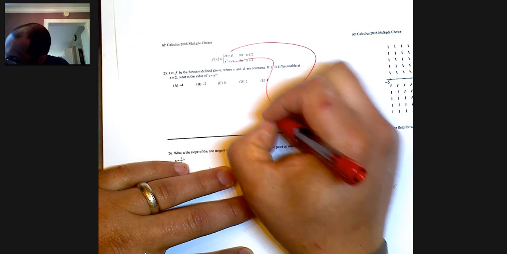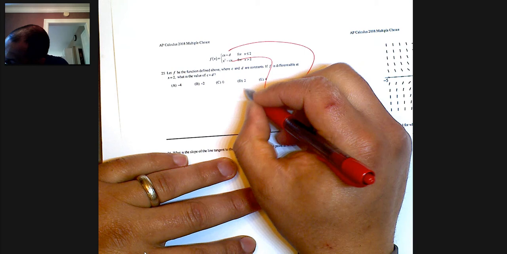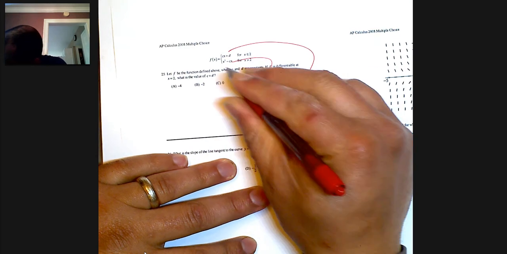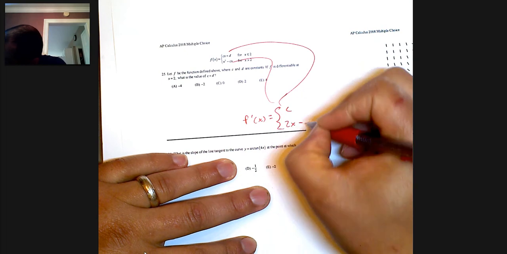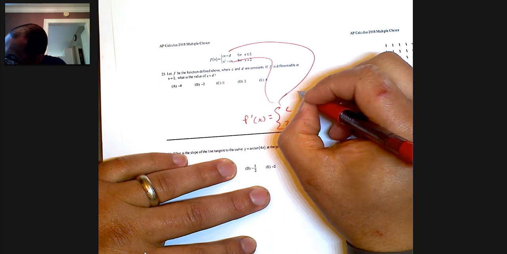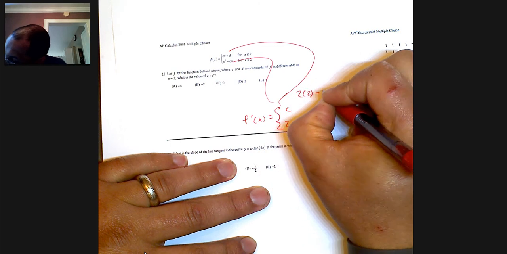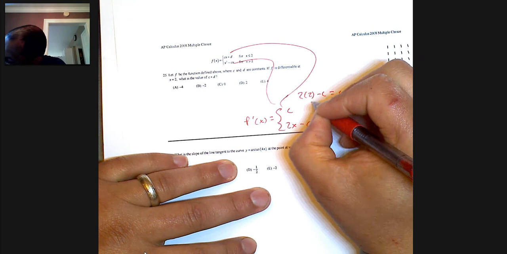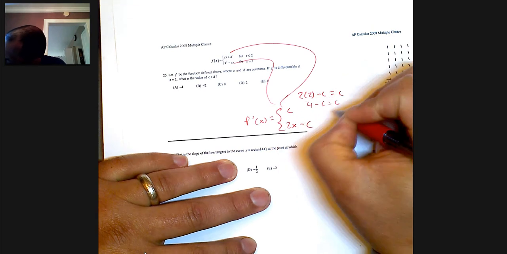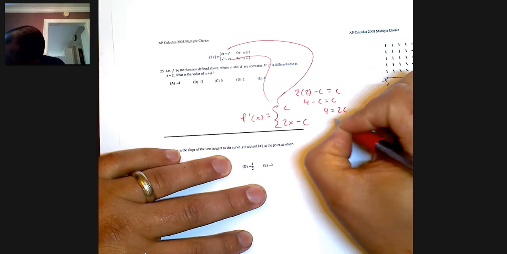Treating C and D like multiplying constants and adding constants. So f prime of x will equal simply C. That will be 2x minus C. Okay, so those should be equal at 2. So when I plug in 2, they should be equal. So 2 times 2 minus C should equal C. So 4 minus C equals C. So 2C equals 4. So C equals 2.